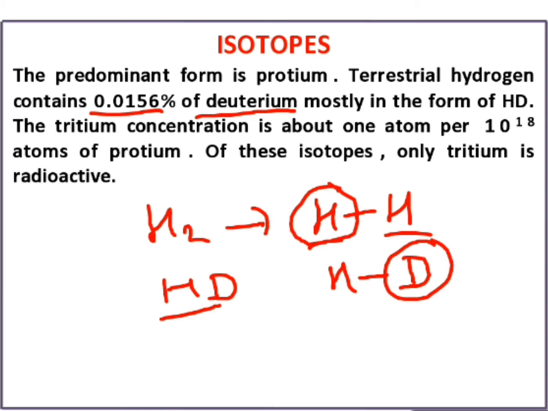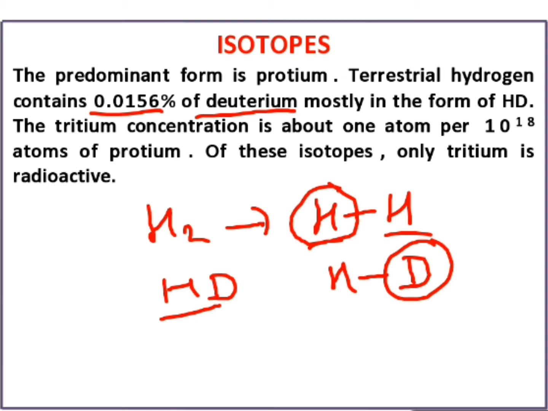Deuterium's concentration is very, very less. And tritium concentration is about 1 atom per 10 to the power 18 atoms. 10 to the power 18 is a huge number. So if 10 to the power 18 atoms of hydrogen are collected, then out of this huge number, only 1 atom of tritium will be present. So the concentration is almost negligible.